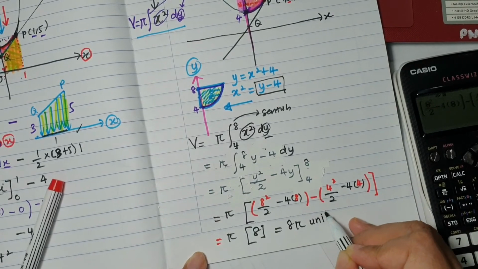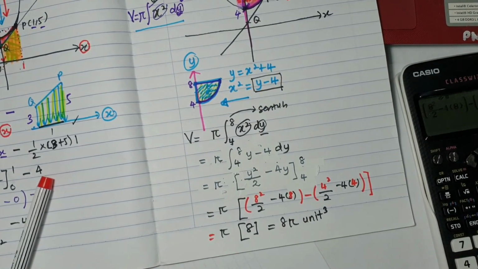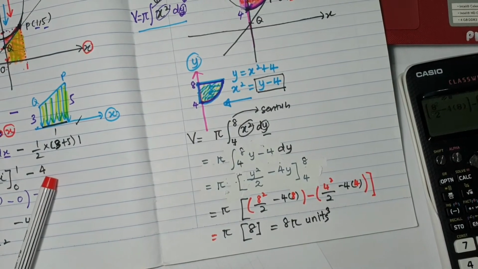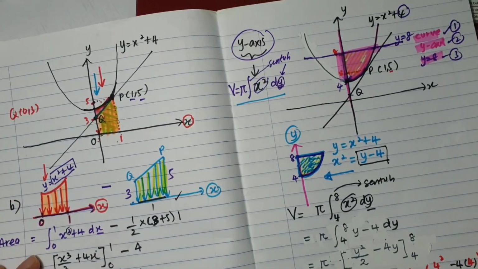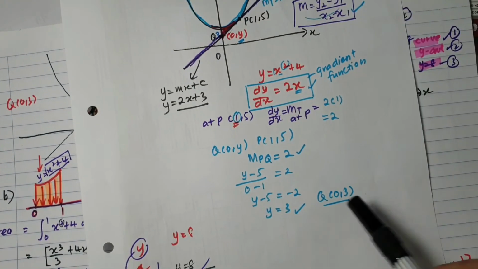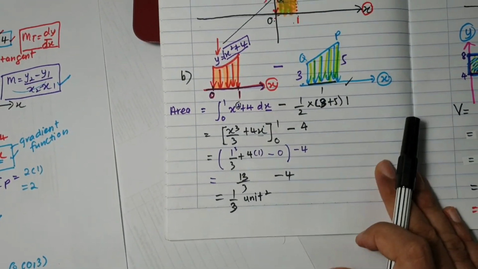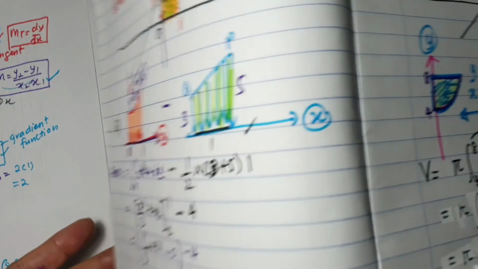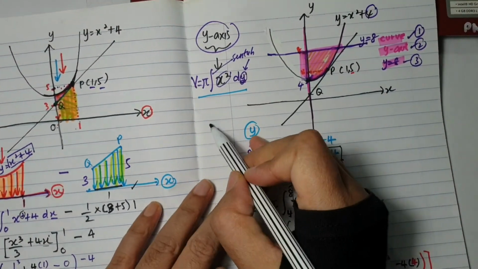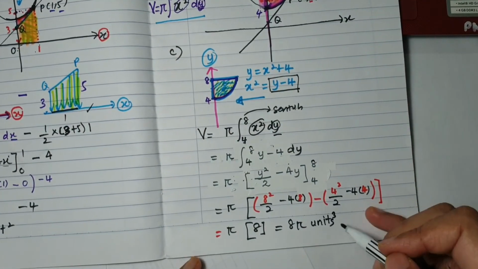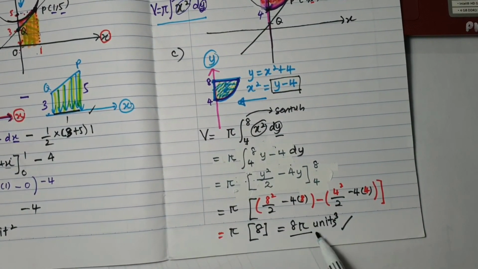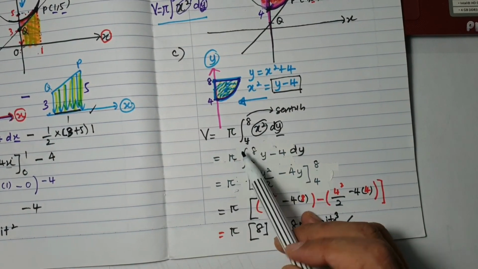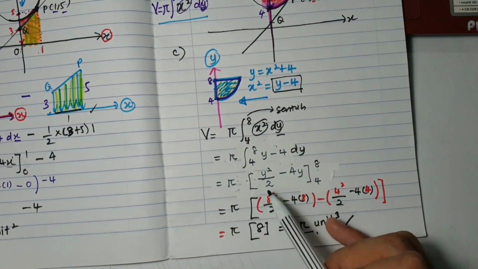This is volume, so the unit is cubic units. So we have answered part A, part B, and part C of Q3. Part B, the area, you get 1 over 3 square units, and part C, the volume, you get 8 pi cubic units. If the question asks you to answer in terms of pi, just leave it in pi, because pi is a constant and can be taken out, so you open a big bracket here.